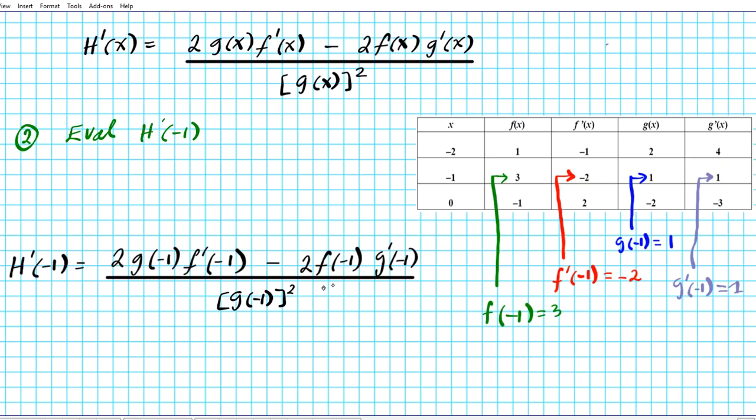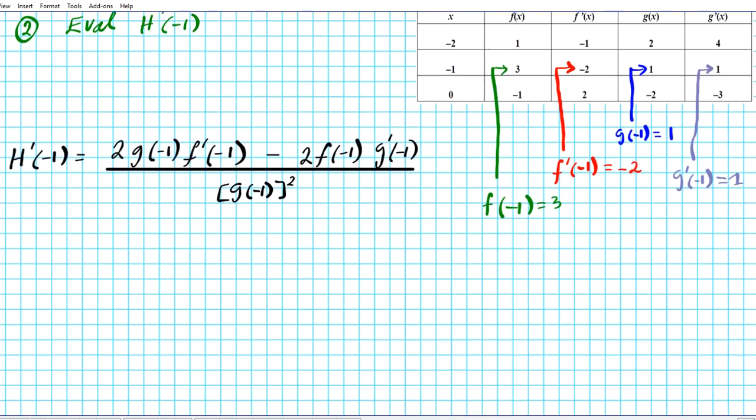Okay, so we'll just substitute these numerical values in here, and it will be an order of operations problem. Please excuse my dear Aunt Sally. So let's carry out the substitution and then simplify using the appropriate arithmetic procedures. So we have 2 times g of negative 1, which is 1. Let me put in parentheses. f of negative 1 is negative 2 minus 2 times f of negative 1. f of negative 1 is 3.